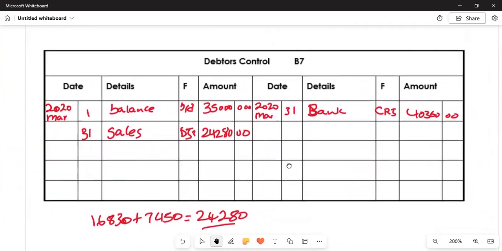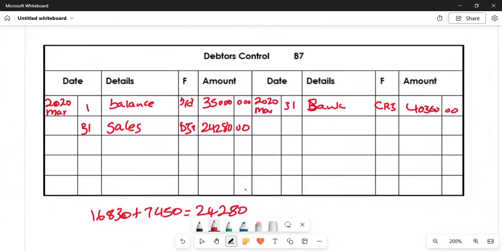So now we are to balance now. As you know, our debtors journal is what? Debit balance. So we're going to add 35,000 plus 24,280, which is going to give us what? 59,280.